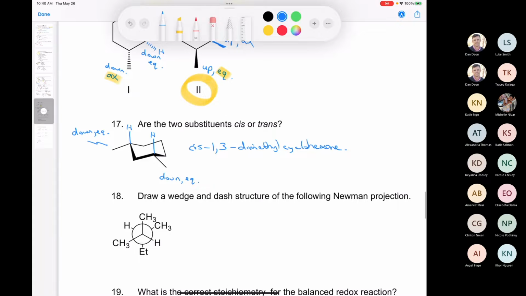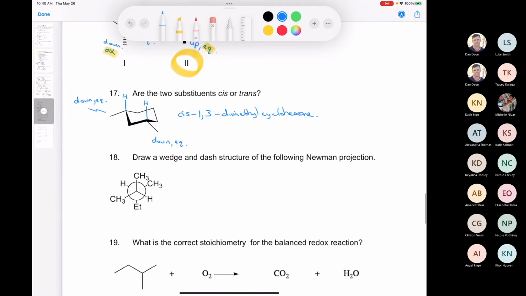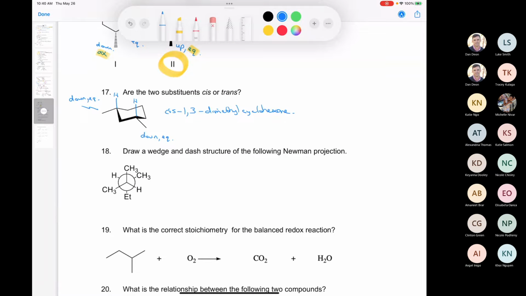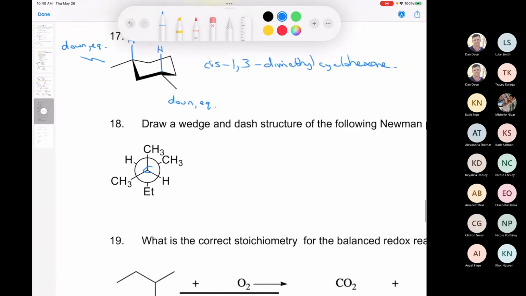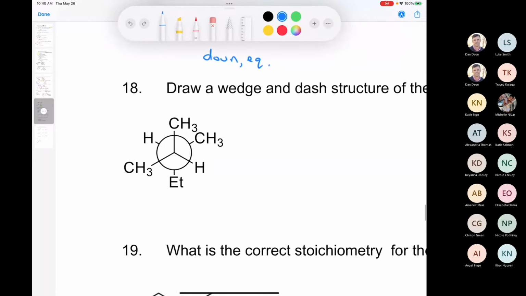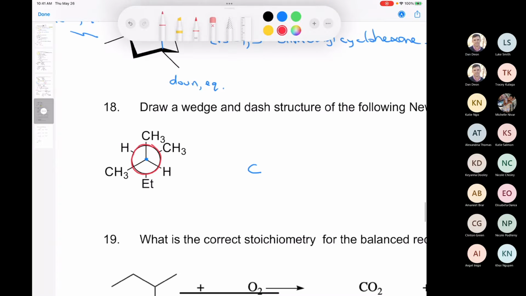All right, next one. This one is tricky. It says draw a wedge and dash structure of the following compound. So here's what I'm going to do. This carbon that I'm highlighting in blue, you could just give it a dot. I'm going to make that the carbon on the left. And then the red circle, this one here, I'm going to make that the carbon on the right. So that will be this carbon here. And then I'm going to connect those two carbons with a bond.